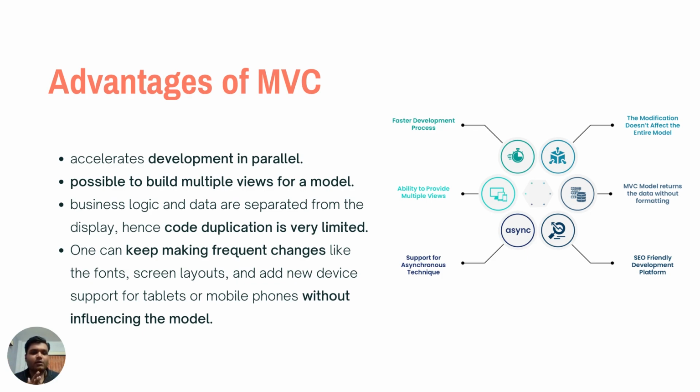Consider the example of Facebook. Facebook has a common backend server, and you are interacting with Facebook on your Android application, through your laptop, and through a tablet. So you can interact with the backend through various different kinds of UI, and you can keep making frequent changes to your front end without affecting the back end. This forms a separation of concerns. Also, since the business logic and data are separated from the display, code duplication is very limited in the MVC pattern.